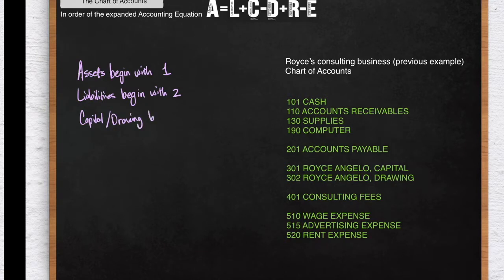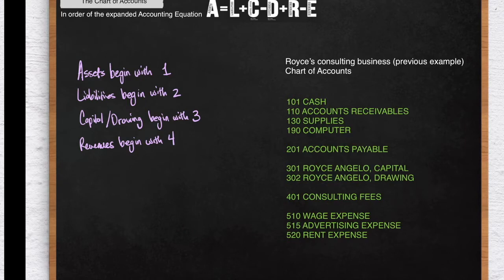Liabilities begin with number 2, as I said. Capital or drawing, or capital and dividends, begin with the number 3. Revenues begin with number 4. And expenses begin with the number 5.